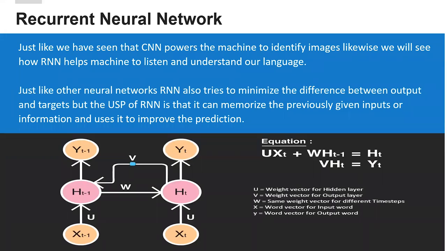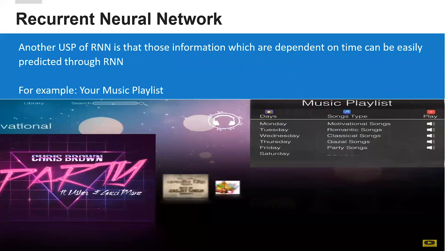You don't have to understand the equation and all. You just need to understand that there is something which is also connected backward, right? This is what we call memorizing the previously given inputs, right? So HT actually remembers what happened in HT minus one, right?